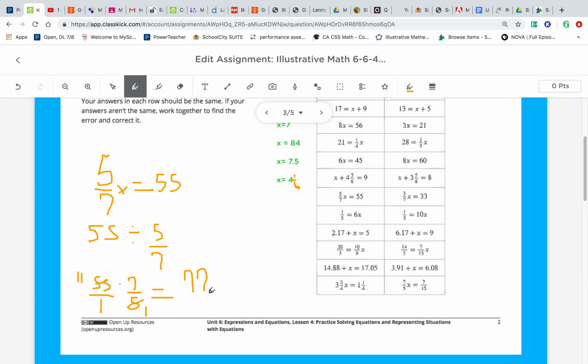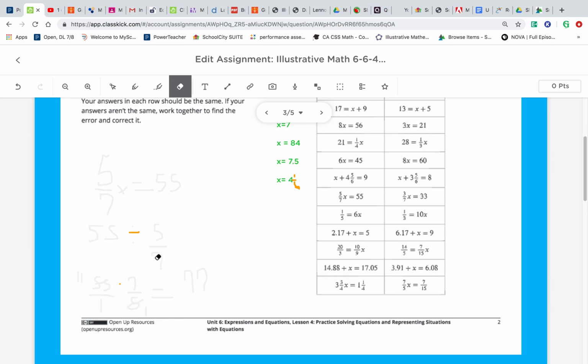It's just 77. Okay, and it's going to work the same way for this one here. You're going to end up getting 33 divided by 3/7, which is the same thing as 33 times 7/3. And so again, you're going to get 77 for that one. All right, let me go ahead and clear this off, and then we go ahead and move on to the next item here.